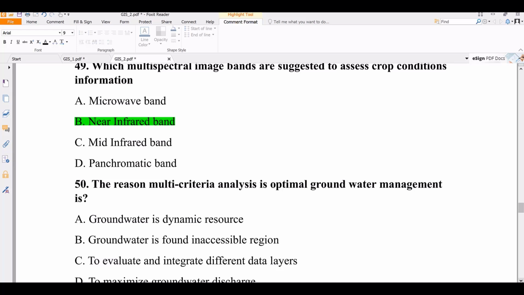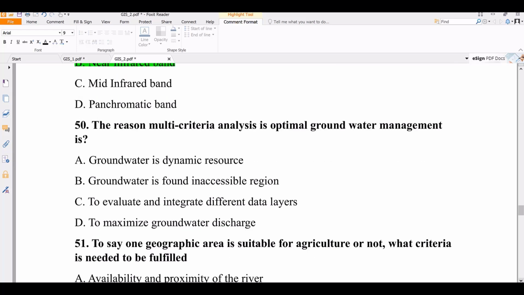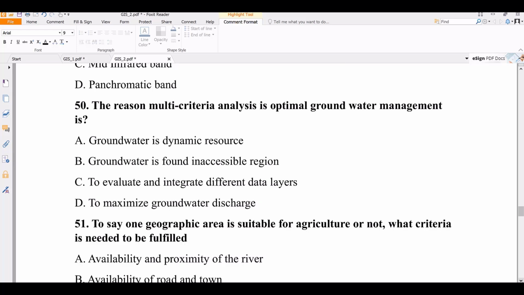Question number 50. The reason multi-criteria analysis is optimal for groundwater management is: groundwater is a dynamic resource; groundwater is found in an inaccessible region; to evaluate and integrate different data layers; D, to maximize groundwater discharge. So the answer is to evaluate and integrate multiple data layers.